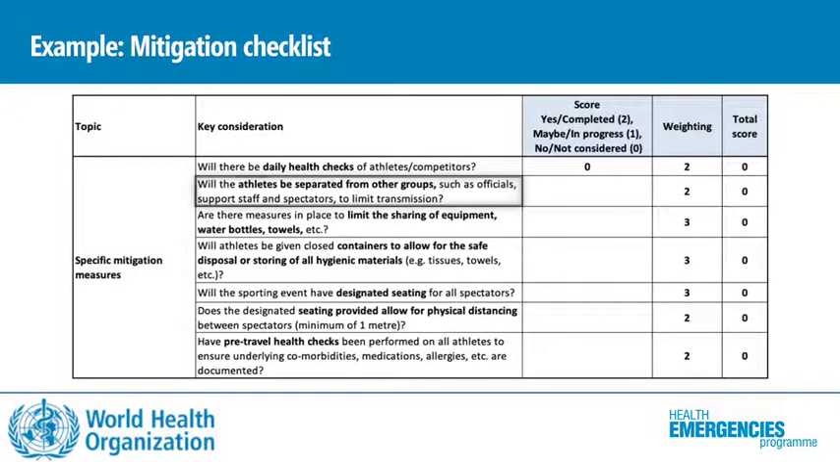Question 2. Will the athletes be separated from other groups, such as officials, support staff, and spectators, to limit transmission? No. The athletes are not planned on being separated from any other groups, so we would score this as 0 for no, not considered. Question 3. Are there measures in place to limit the sharing of equipment, water bottles, and towels? Yes. All athletes must have their own water bottles, towels, and any equipment necessary for the event, so we would score this as 2 for yes, completed.